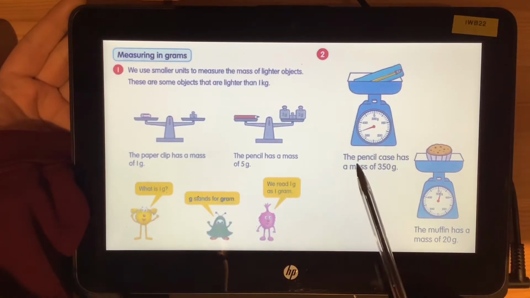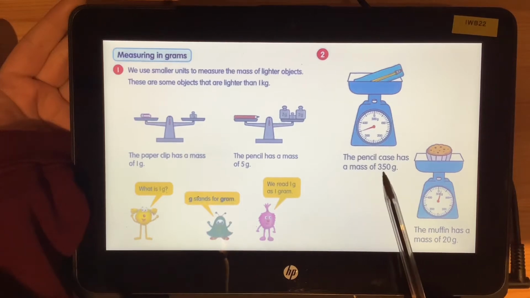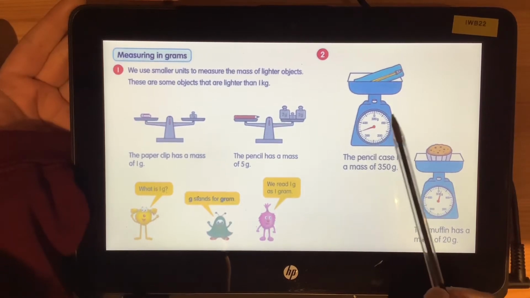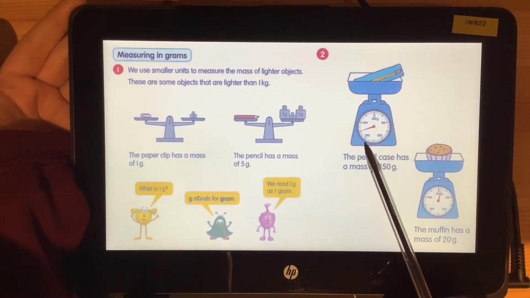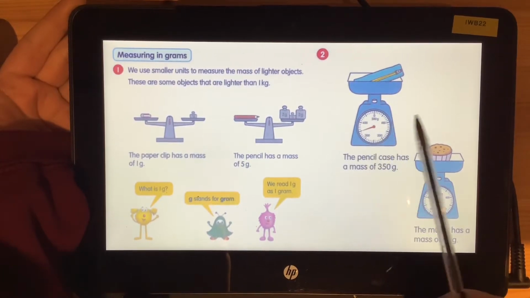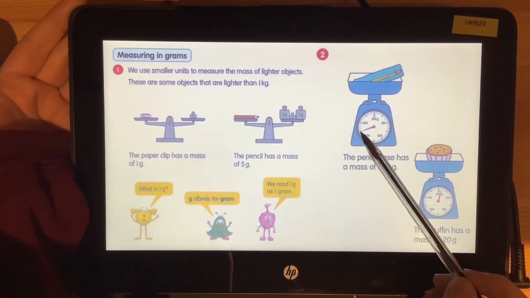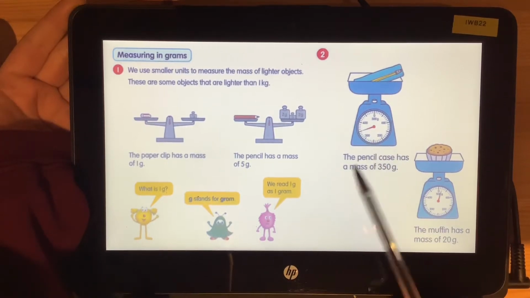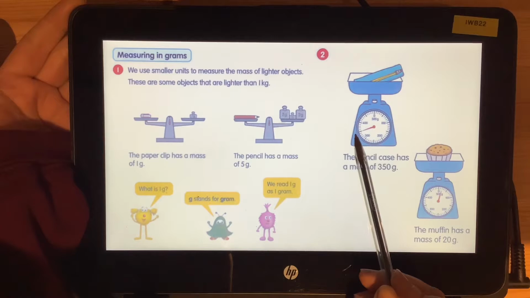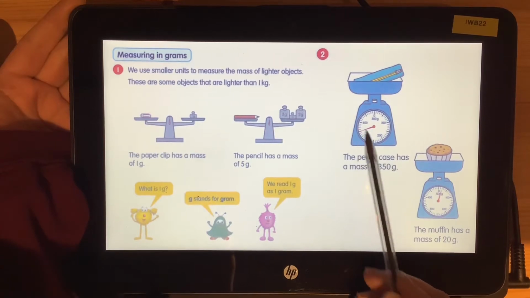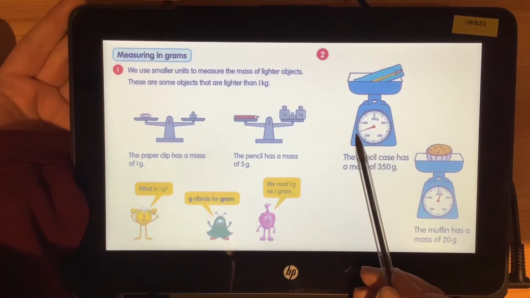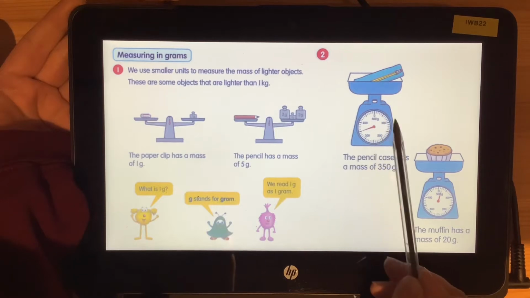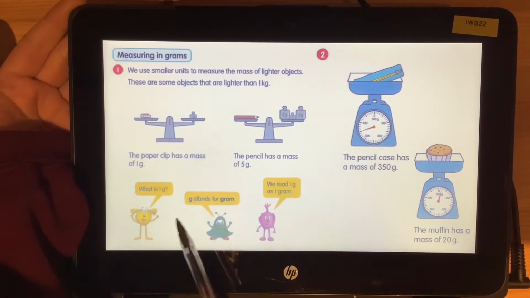Now here I know that the pencil case has a mass of 350 grams and I know that because on my scale it goes 100, 200, 300, 400, 500. Now I'm pointing at a marker, my needle is pointing at a marker that is exactly halfway in between 300 and 400. And I know the number that is halfway between 300 and 400 is 350. So I know that the mass of that pencil case is 350 grams.